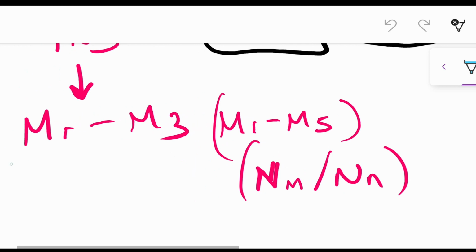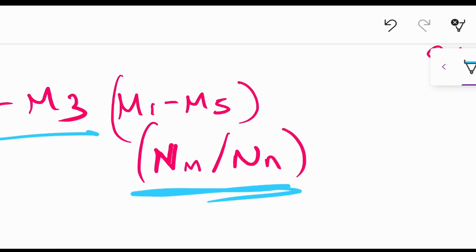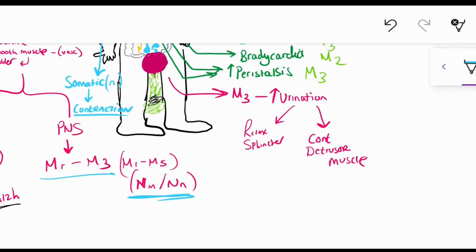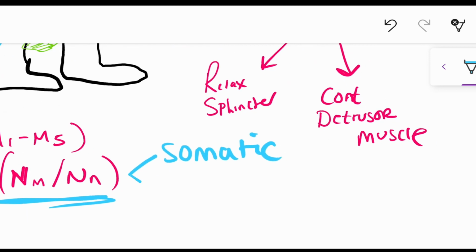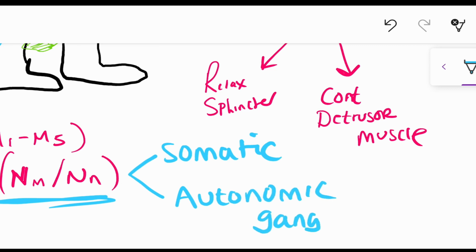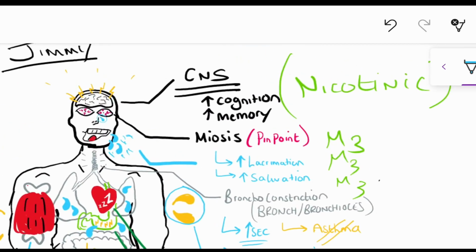And in your PNS, of which we are mainly focused on today, here you'll find your M1 to M5, but M1 to M3 is more important as for today. And yeah, you'll find your nicotinic receptors. This can be somatic, as you will see later on your somatic nerves, and your autonomic ganglia, which you already know.